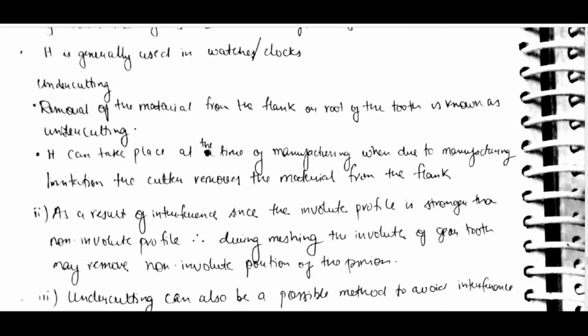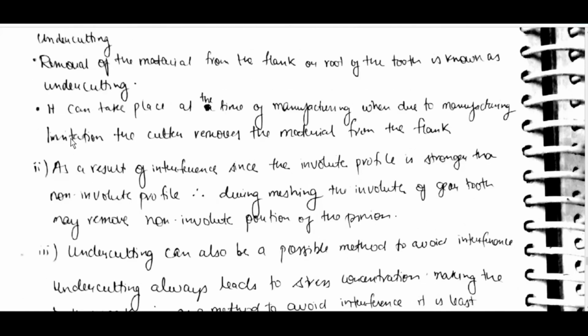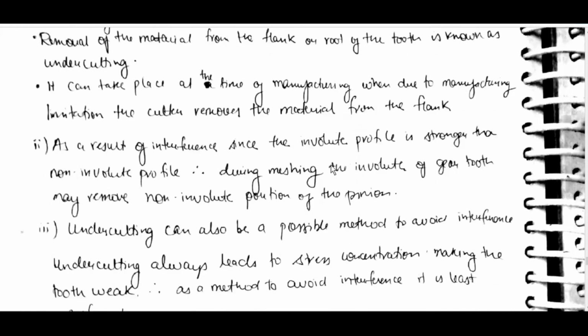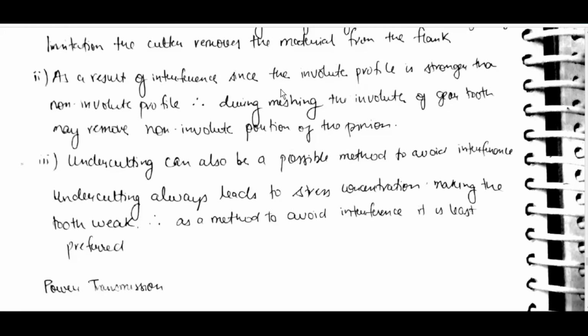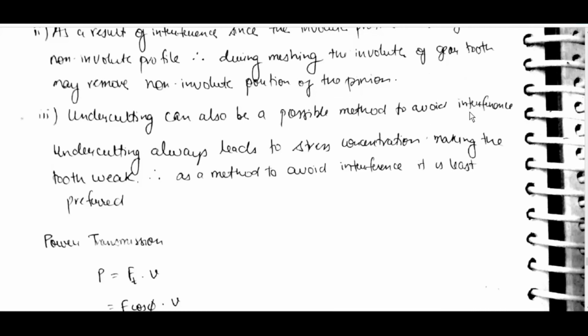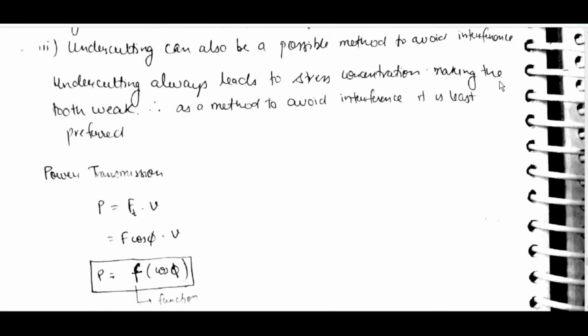Next option, undercutting. Removal of material from the flank or root of the tooth is known as undercutting. It can take place at the time of manufacturing when, due to a manufacturing limitation, the cutter removes material from the flank. As a result, interference can occur, since the involute profile is stronger than the non-involute profile. During meshing, the involute of the gear tooth may remove the non-involute portion of the pinion. Undercutting can also be a possible method to avoid interference. Undercutting always leads to stress concentration, making the tooth weak. Therefore, as a method to avoid interference, it is least preferred.